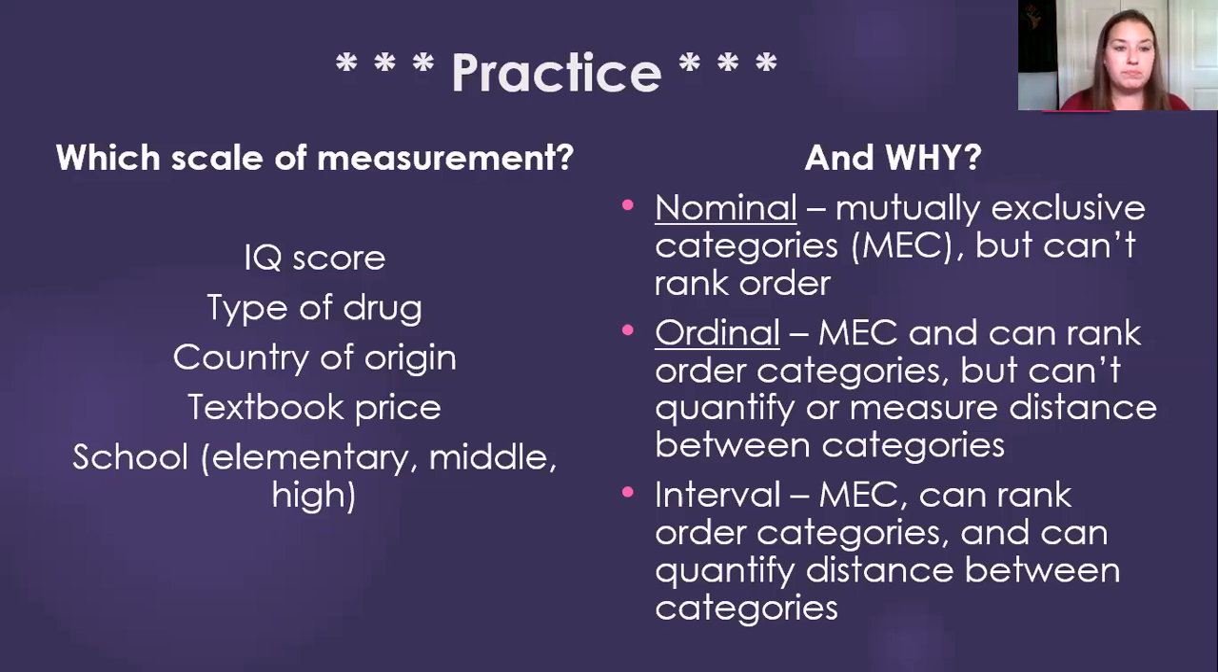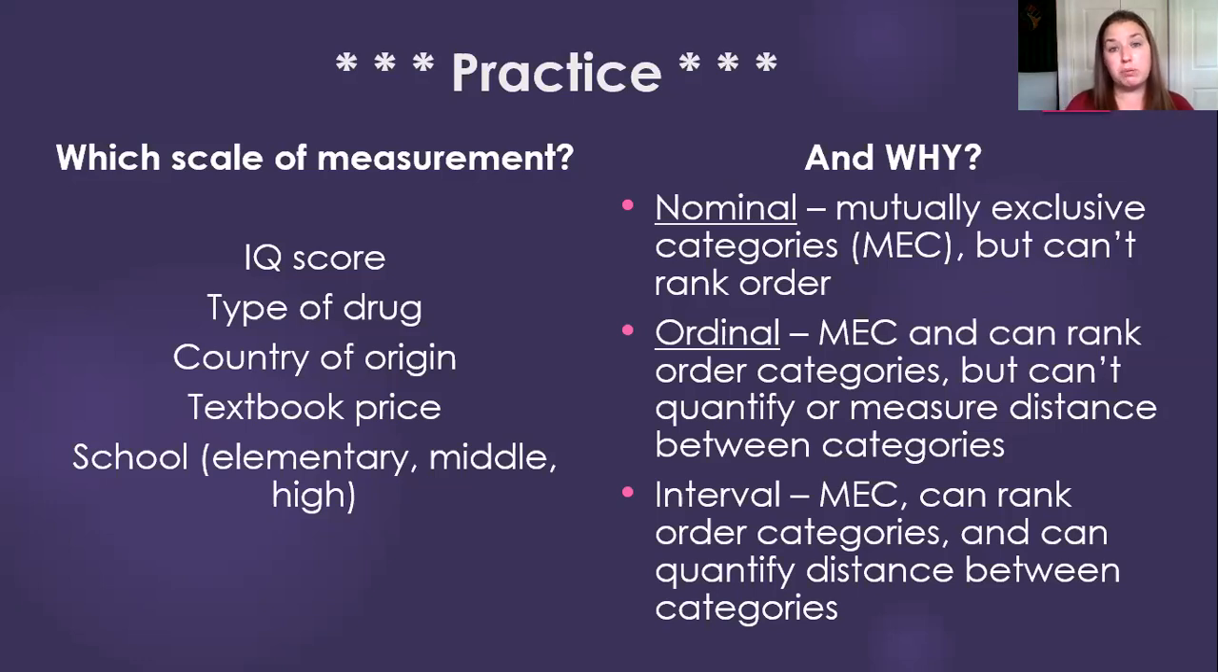Country of origin, where somebody was born. This one is also nominal. There's mutually exclusive categories. You're either born in the United States or you're born in France. You're either born in Canada or you're born in Mexico, right? You can't be born at two places at once. They're mutually exclusive categories, but we can't rank order them in any logical, obvious fashion. There's no obvious high to low, low to high that comes with the different countries' names.